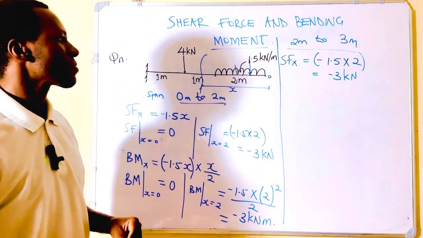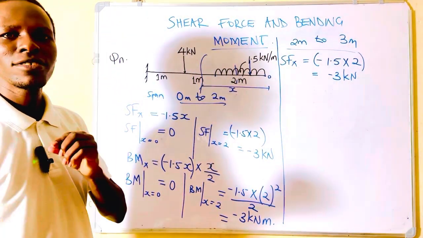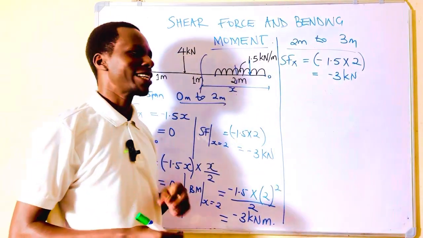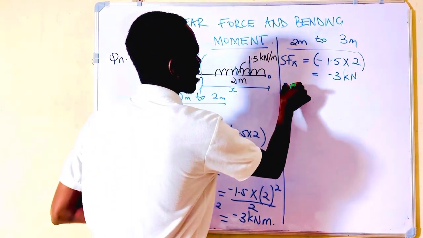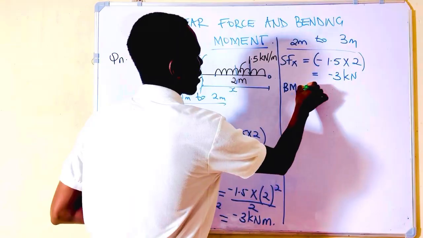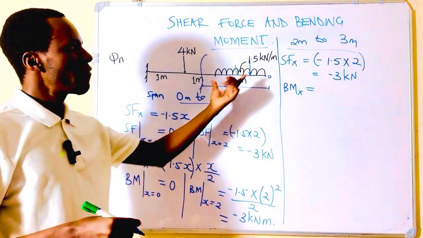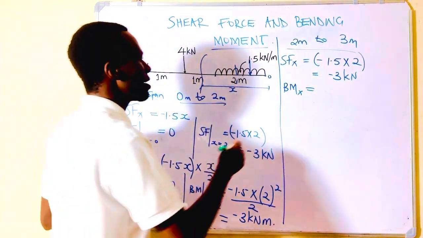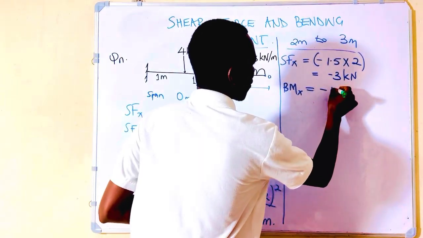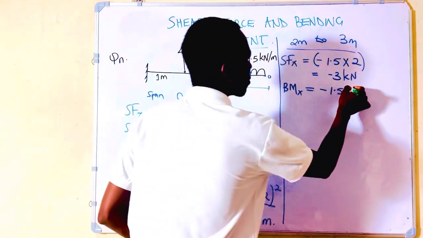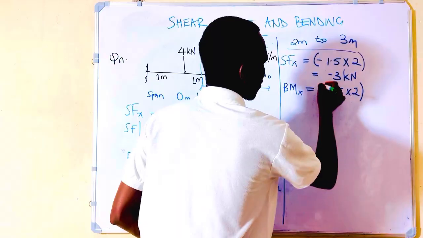Hope you're together. Now, what about the bending moment? So our bending moment in this case, BMX, is going to be equals to, I have a UDL, and this UDL is minus 1.5 and then times 2. That is what you need to know.